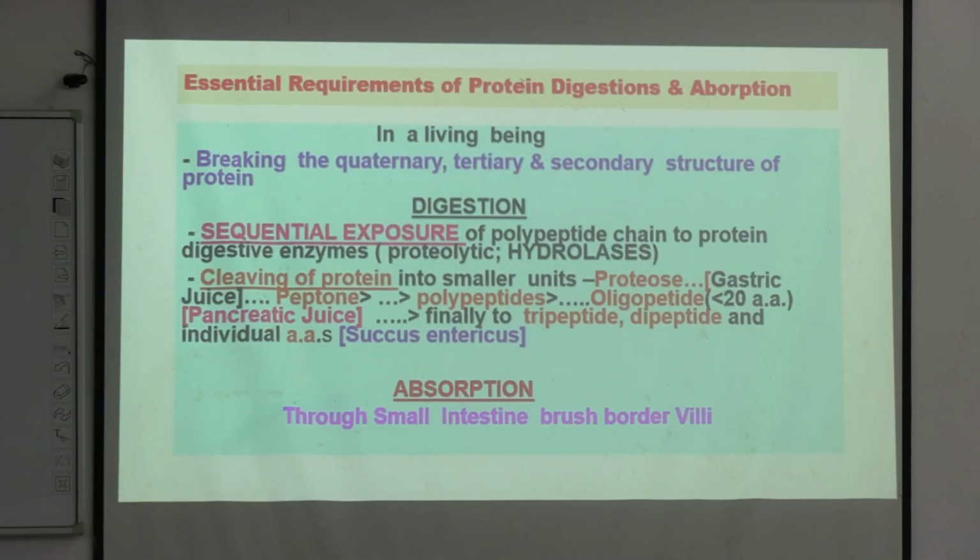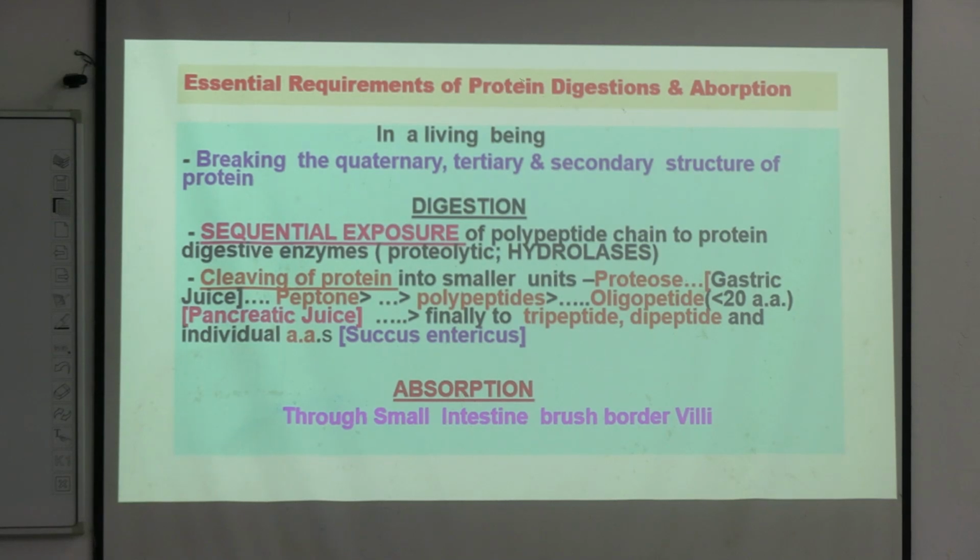So, cleaving of protein, of large peptide, to proteose and peptone is usually by the gastric juice, and then polypeptide, oligopeptide by the pancreatic juice, finally to tripeptide, dipeptide and individual amino acid by the succus entericus, that is, succus entericus means intestinal juice.